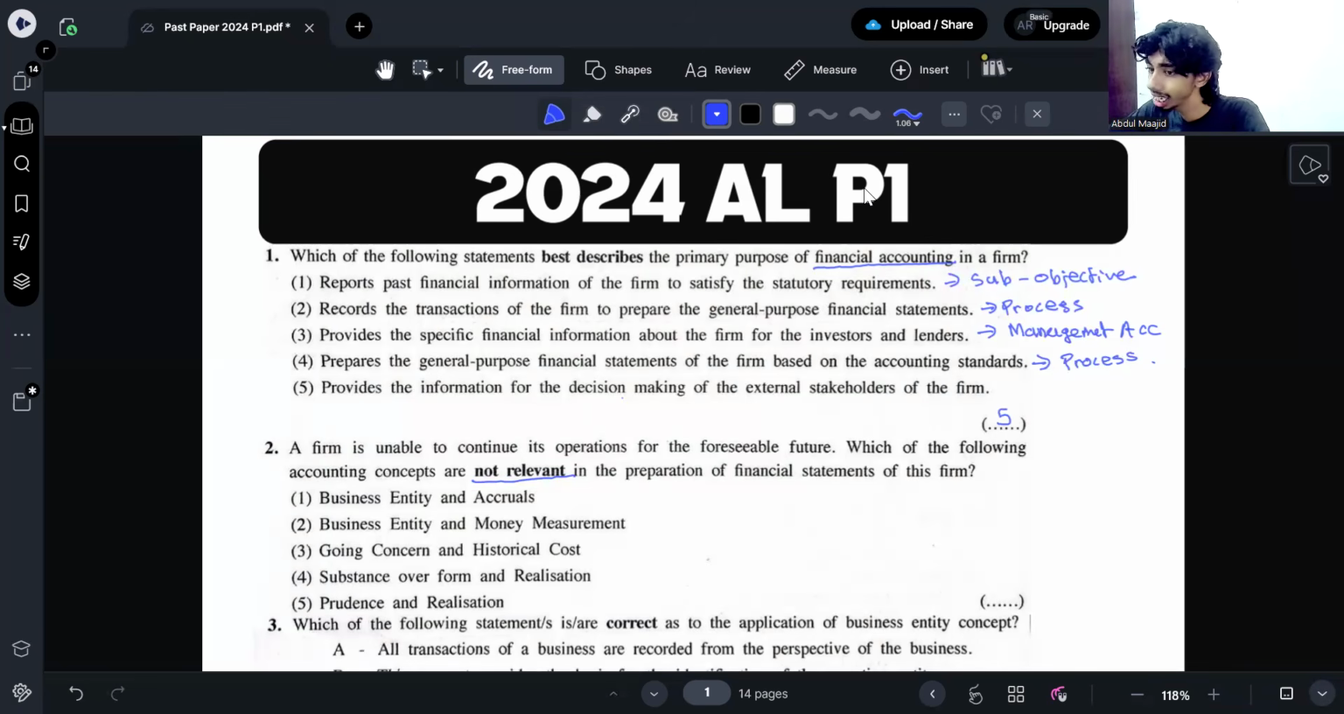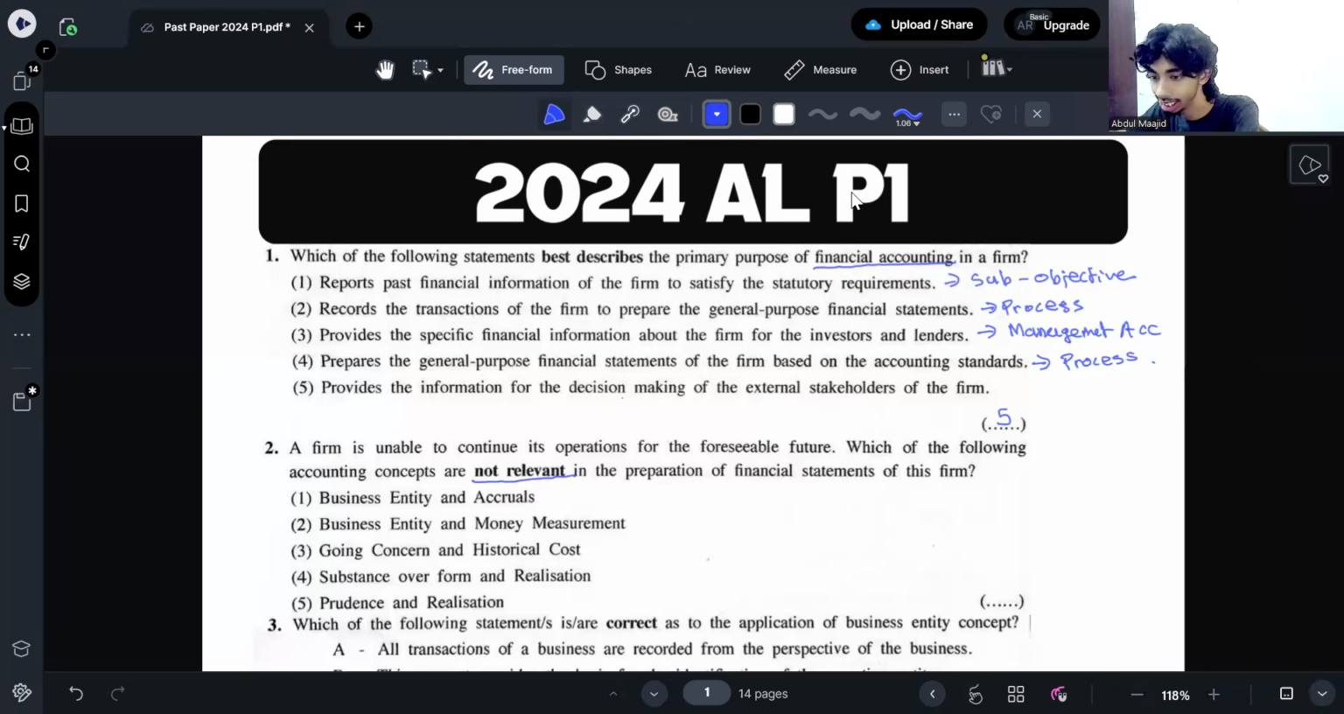Okay. Based on that assumption only, we are dividing our assets and liabilities as current and non-current. Whatever assets will be there in the business for more than a year, we classify as non-current asset. Whatever assets will be there in our business only for a short period of time, less than a year, we classify as current asset, and the same goes with current liability. Now, if the business is unable to continue the operation for the foreseeable future, that means we are able to continue our business only for a short period of time, maybe for less than a year.